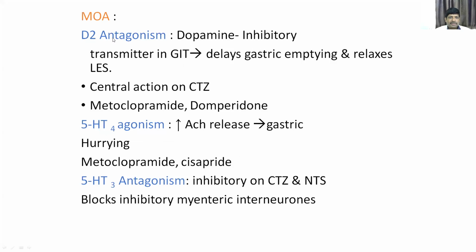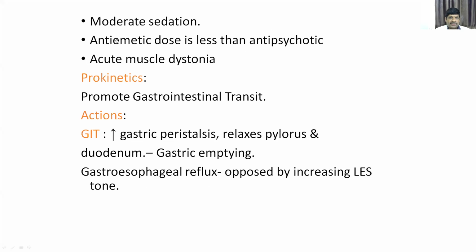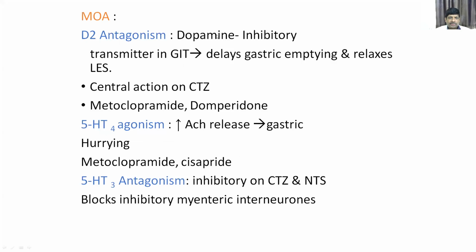Next is D2 antagonism. This is actually the mechanism of prokinetic agents. We have D2 antagonism. Dopamine is an inhibitory transmitter in the GIT, so it delays gastric emptying and relaxes the LES. So you need to antagonize the D2 mediated action, so that there is inhibition of the inhibitory transmitter of the GIT, so that gastric emptying increases. 5-HT4 agonism increases acetylcholine release. Gastric emptying is increased because of increased release of acetylcholine. Examples are metoclopramide and cisapride.